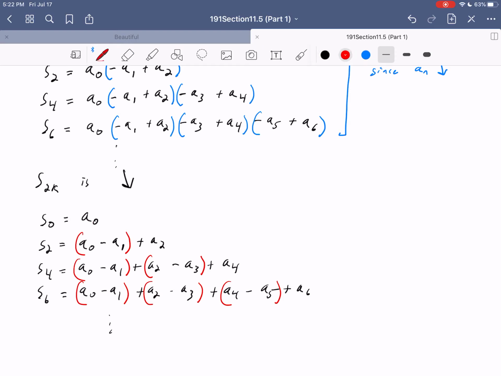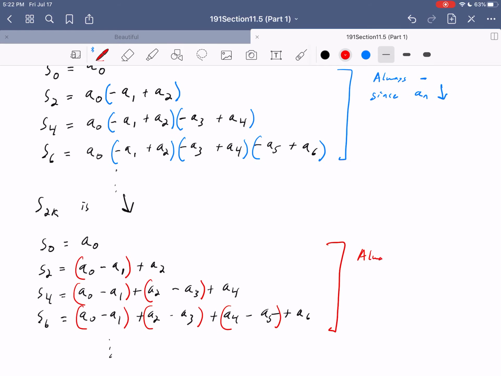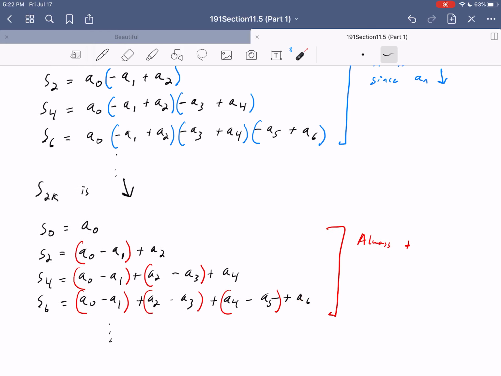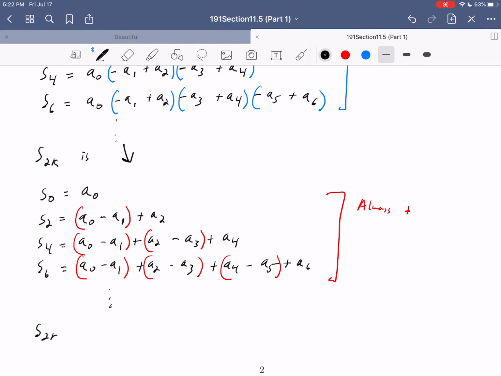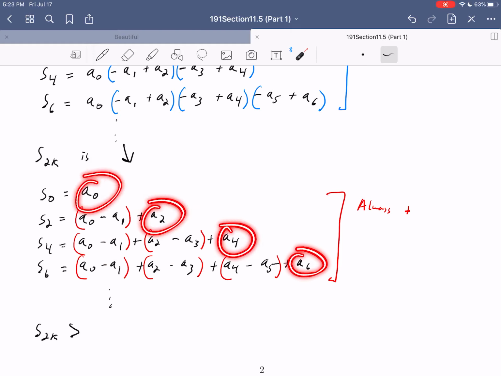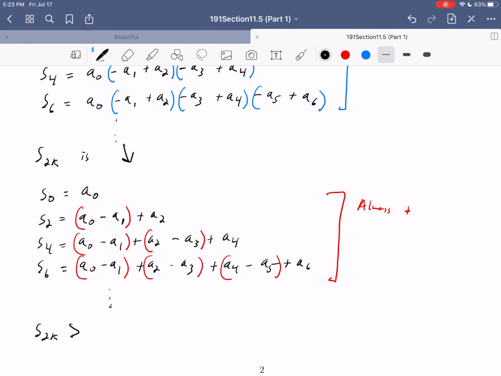Now, what I want to notice here is that these red terms are always positive, right? Because A sub 0 is bigger than A sub 1, A sub 2 is bigger than A sub 3, and A sub 4 is bigger than A sub 5. So these are always positive things. So it should be clear then that S sub 2k is always greater, since all these things are going to be positive, than whatever this last term is. So S sub 2k is greater than A sub 2k, right?